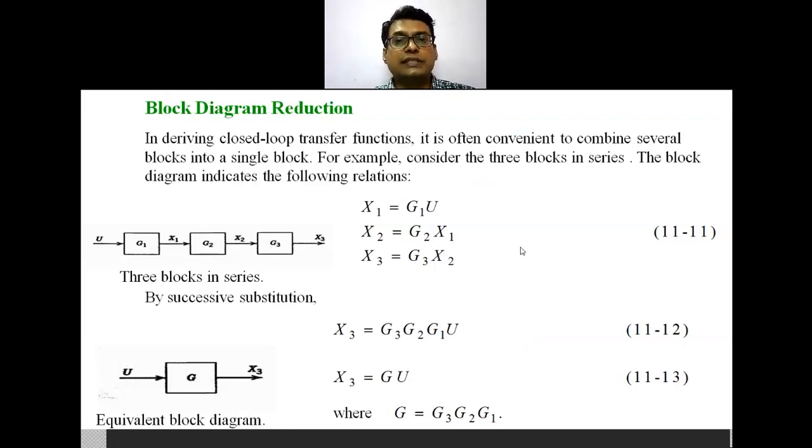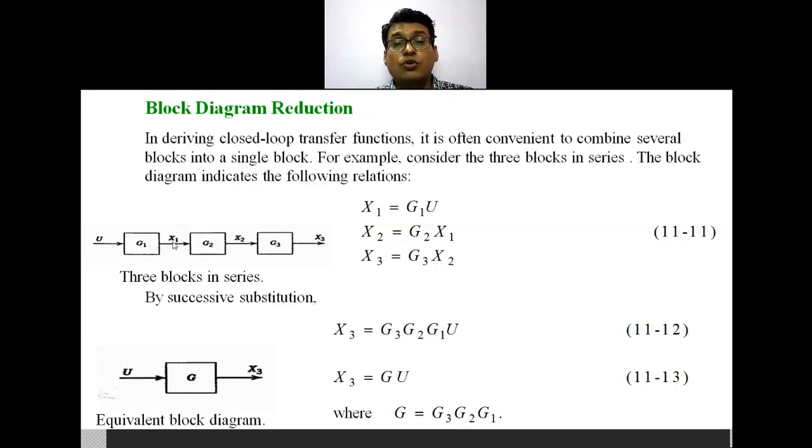Now, this is a simple system which is showing three elements in a series, where G1 is the first element having the transfer function G1, G2 is the second process unit having the transfer function G2, and the third block is the third process unit having the transfer function G3. I don't know whether they are first order, second order, or a non-interacting system. So the input to this is U and the output from the system is X3.